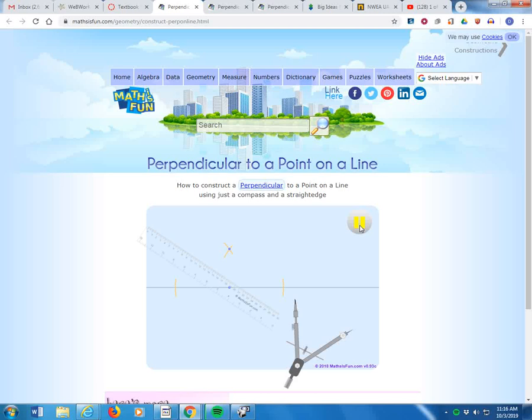Then just connect the point with the intersection of those two arcs, and you've just drawn a line perpendicular to the other through the point that you drew on your line.